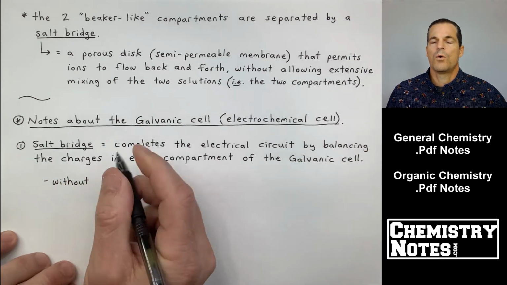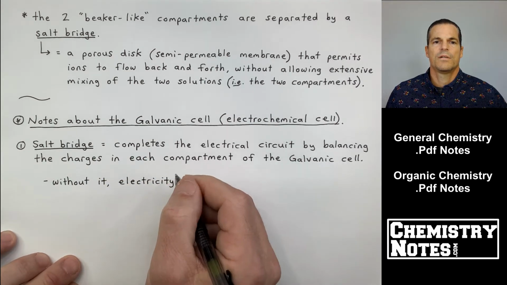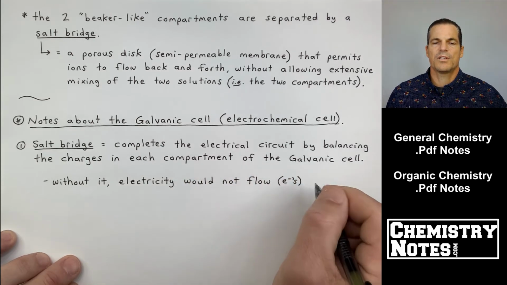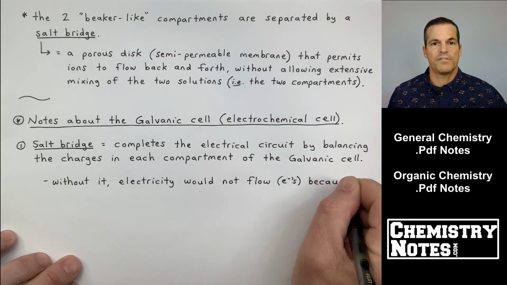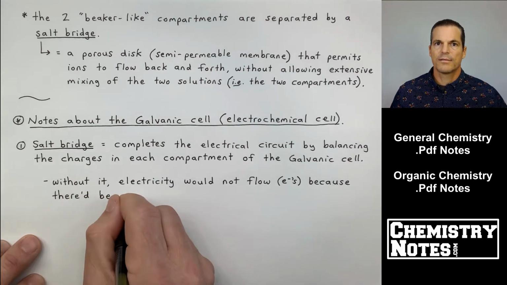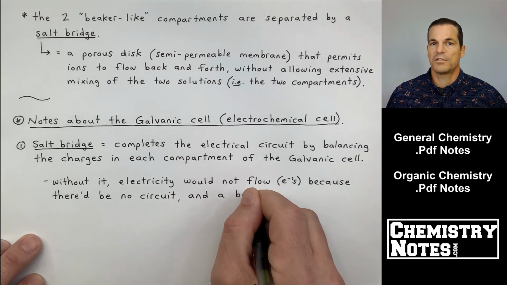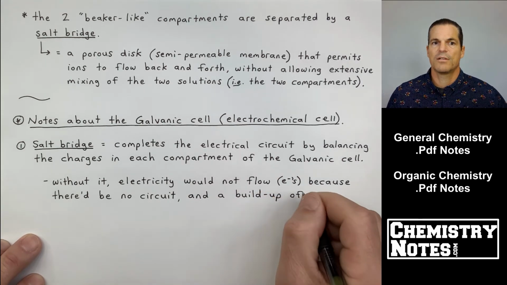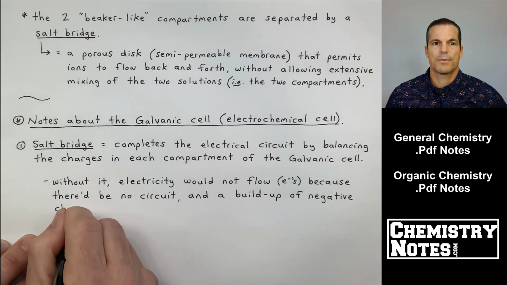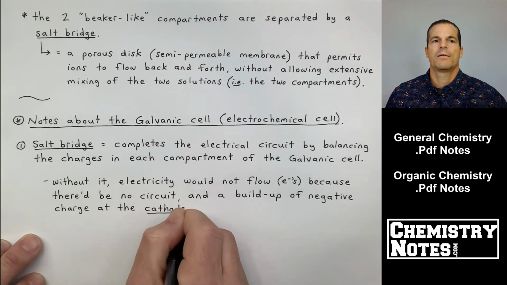It says here, without the salt bridge, electricity would not continuously flow. Eventually, you'd end up with something called a dead battery because we need our circuit to stay complete, right? So without it, electricity would not flow. In other words, electrons are not going to move from anode to cathode because there'd be no circuit and a buildup of negative charge at the cathode.